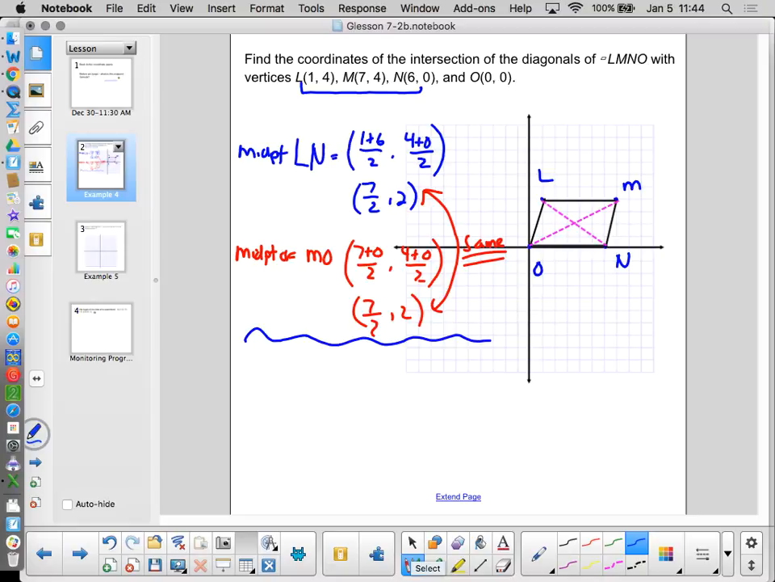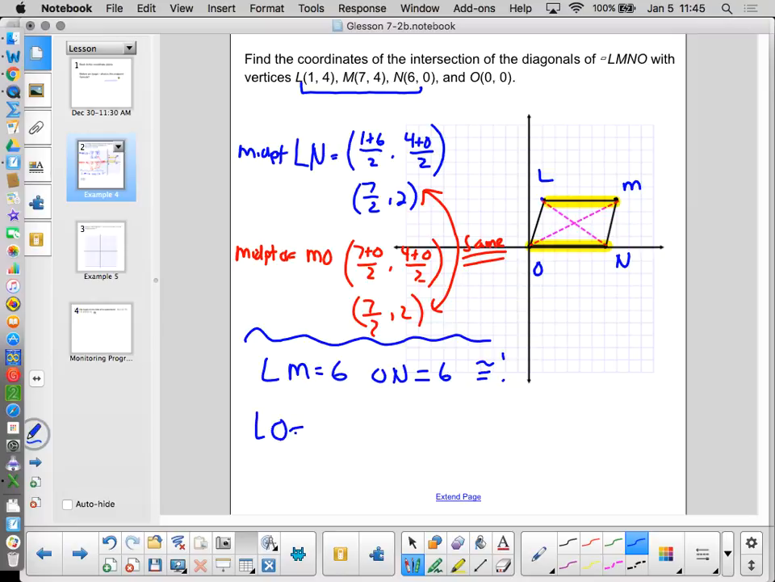Now, we're fortunate that we have some sides that are perfectly horizontal here. So I don't really need to use distance formula here. I can just count off boxes, and I can say, okay, LM clearly equals 6, and ON also equals 6, so they're congruent. Okay, but then I need to find LO and MN.